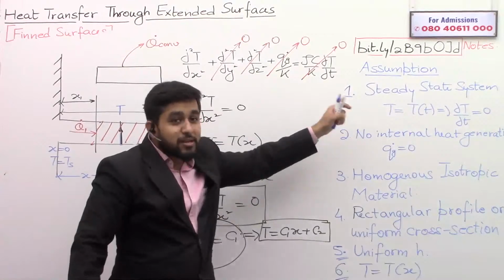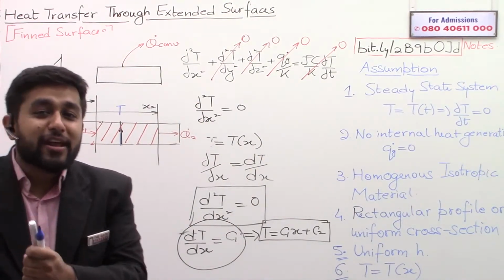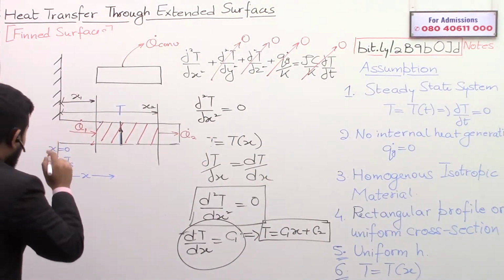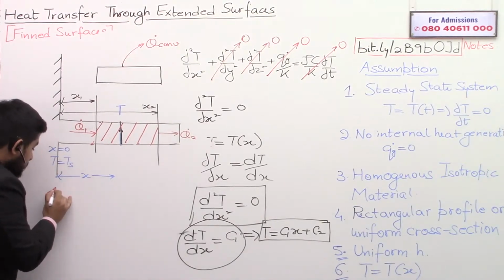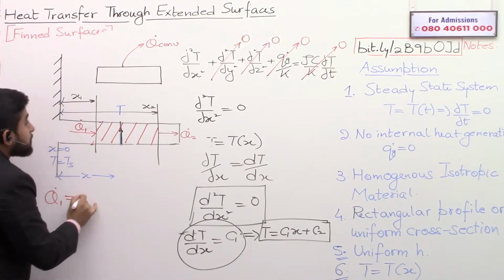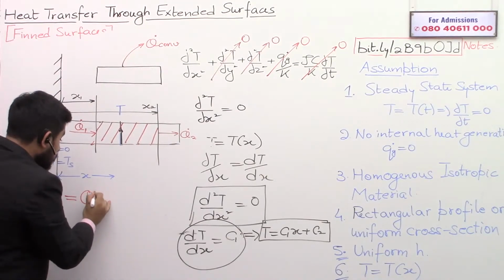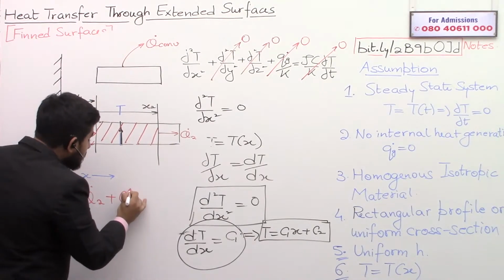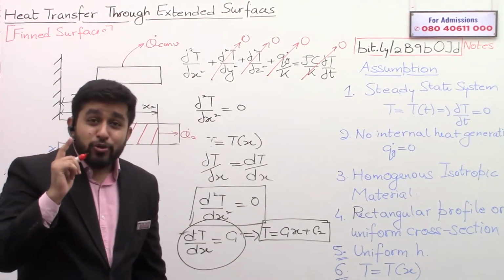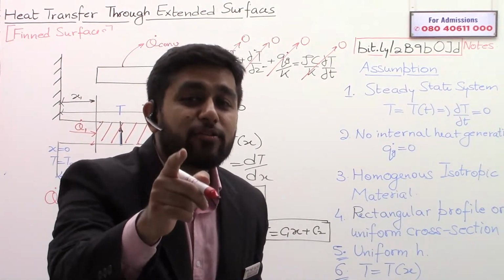Now check, the system is at steady state. So if the system is at steady state, this means whatever energy is coming inside the element, the same energy will go outside the element. So energy coming inside the element, which is Q dot 1, is equal to energy going outside the element. So this will be equal to Q dot 2 plus Q dot convection. So Q dot 1 is equal to Q dot 2 plus something. So definitely Q dot 1 and Q dot 2 are not equal.